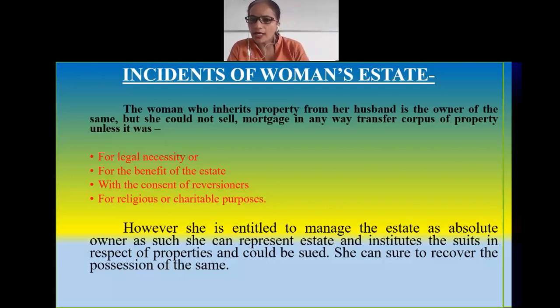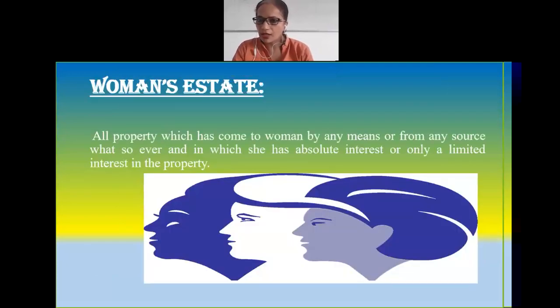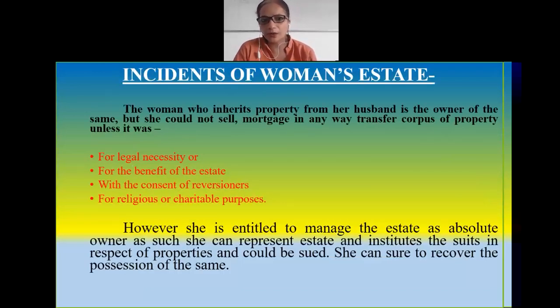Now let us see why I am saying this. In our earlier slide we have seen that she has an absolute interest or only a limited interest in the property. We are using both types of sentences. One part says that the absolute interest in the property is transferred to a woman, and another part says that only a limited interest in the property is there. Still, that property would be considered a woman's estate, and later we may see the explanation of a woman who inherits the property from her husband.